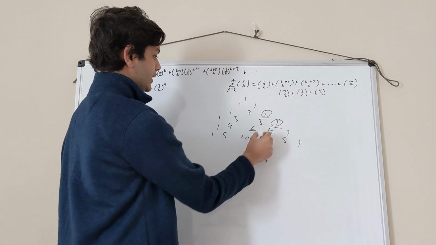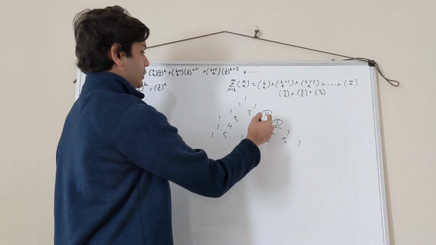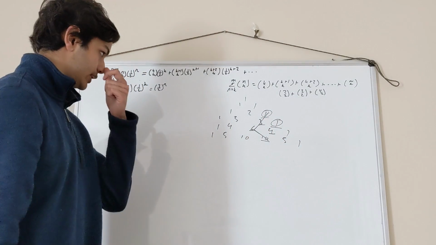So this 4 represents this sum, this 10 represents this sum, and so the final answer is just going to be going down and across, which looks like a hockey stick, and hence the name hockey stick identity.